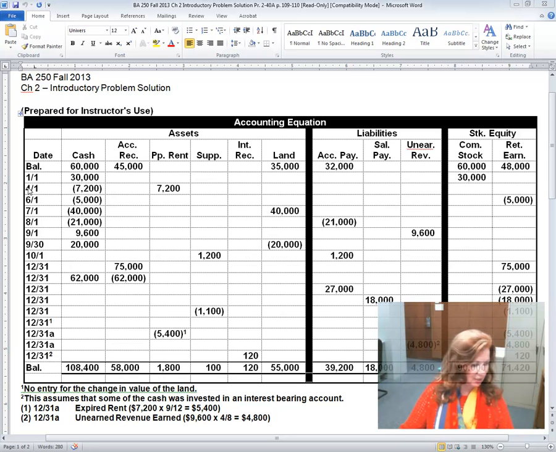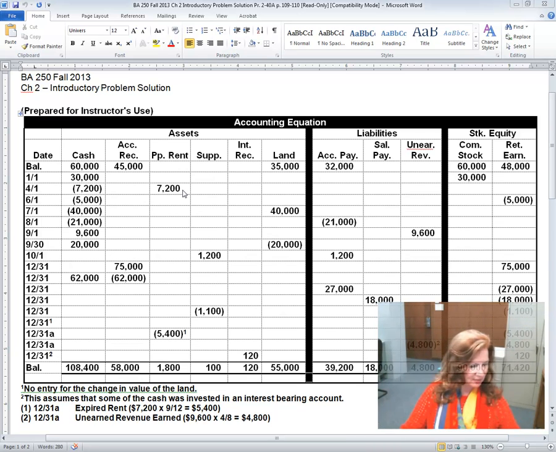The next transaction is April 1, paid $7,200 cash in advance for a 1-year lease for office space. So the transaction is going to be 4/1, and we paid $7,200, so it's going to be negative $7,200. And then prepaid rent is going to be positive $7,200. Prepaid rent is under the assets. One asset is going down, the other asset's going up, so that it keeps our accounting equation in balance.